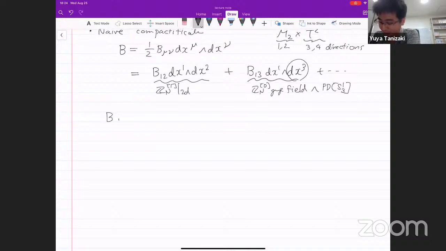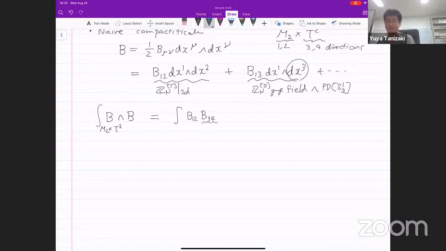And if we compute B with M2 times T2, it takes this kind of form. So first it contains the B1,2 and B3,4 terms, but since the third and fourth directions are both compactified, this is now zero because we do not introduce any background flux. As a consequence, this B1,2, B3,4 part is equal to zero.